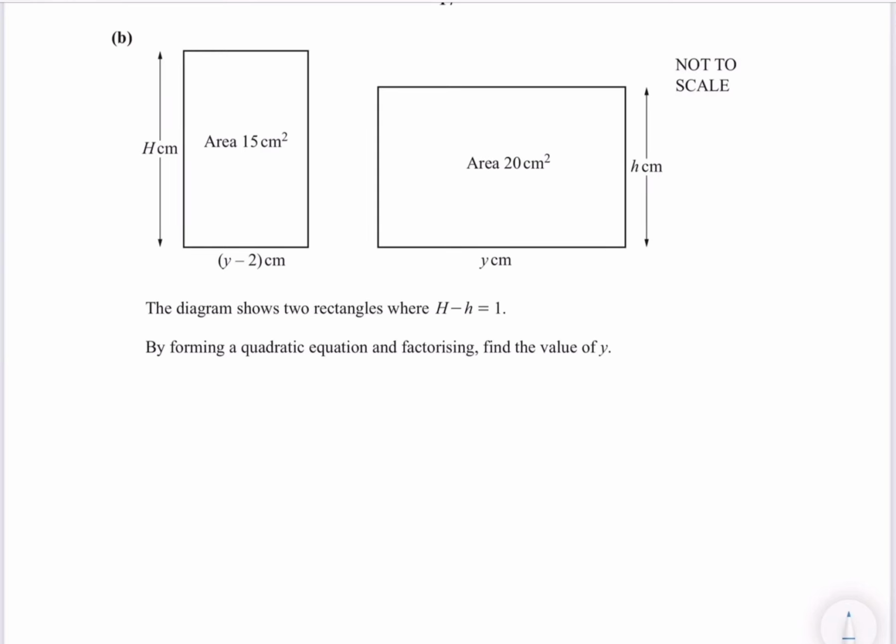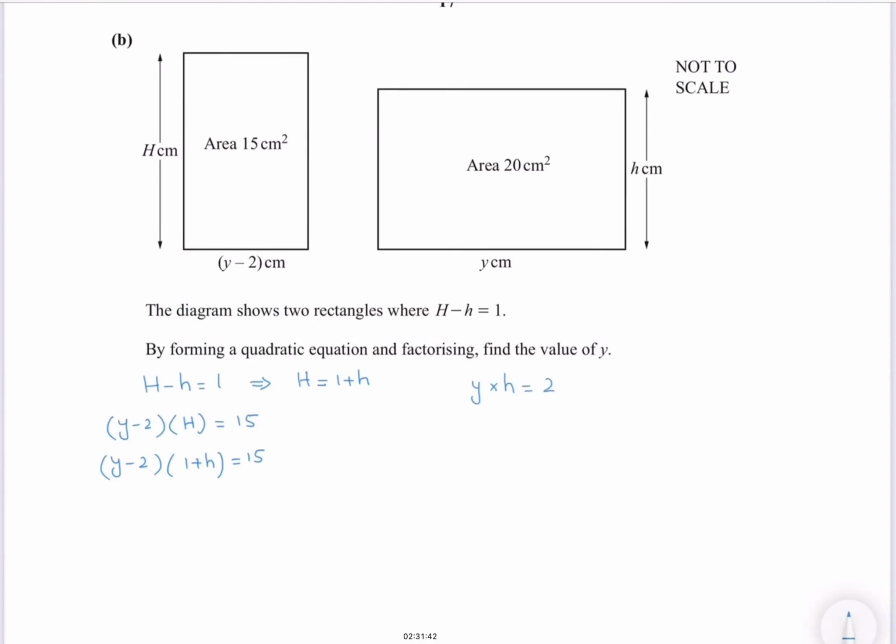In part B, the diagram shows two rectangles where capital H minus small h is equal to 1. By forming a quadratic equation and factorizing, find the value of y. Capital H minus small h is equal to 1, so capital H is equal to 1 plus h. I made capital H the subject. So the area of this rectangle is y minus 2 times H, which is equal to 15. Y minus 2 times 1 plus h, so you replace the value, and this is equal to 15.